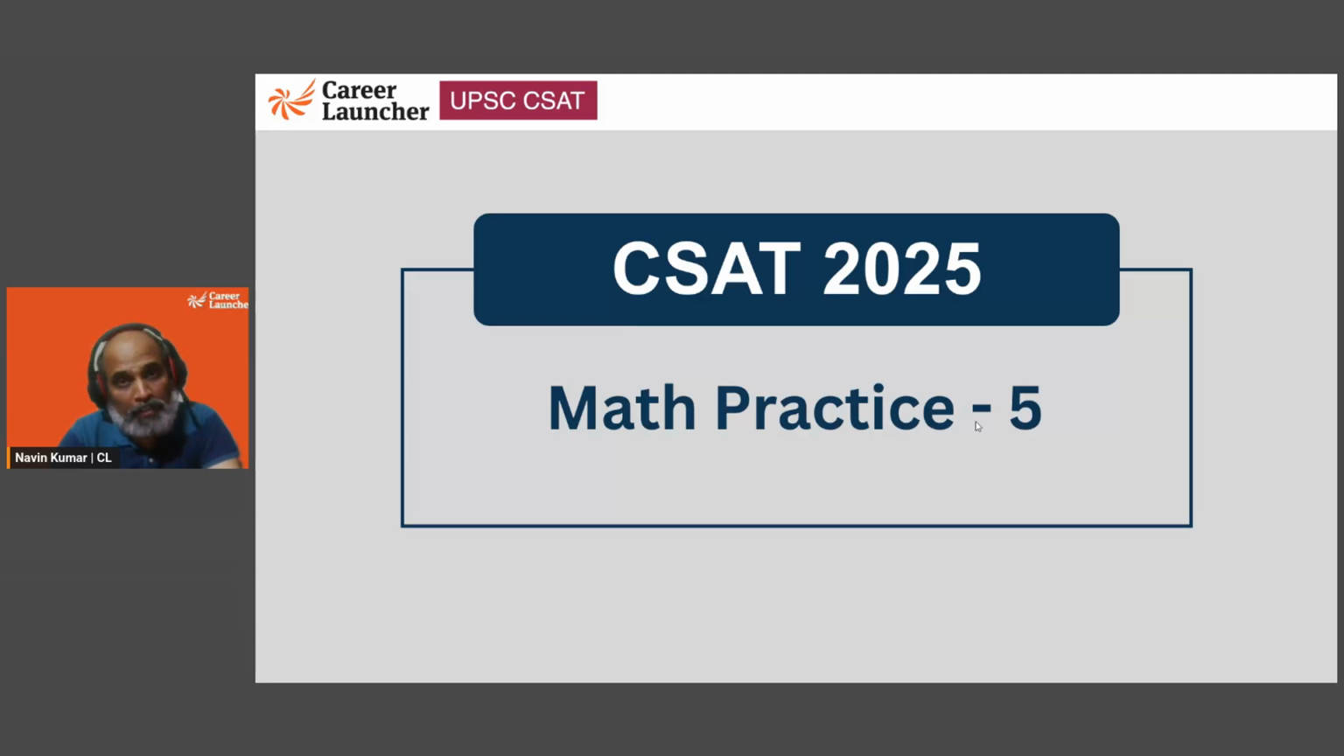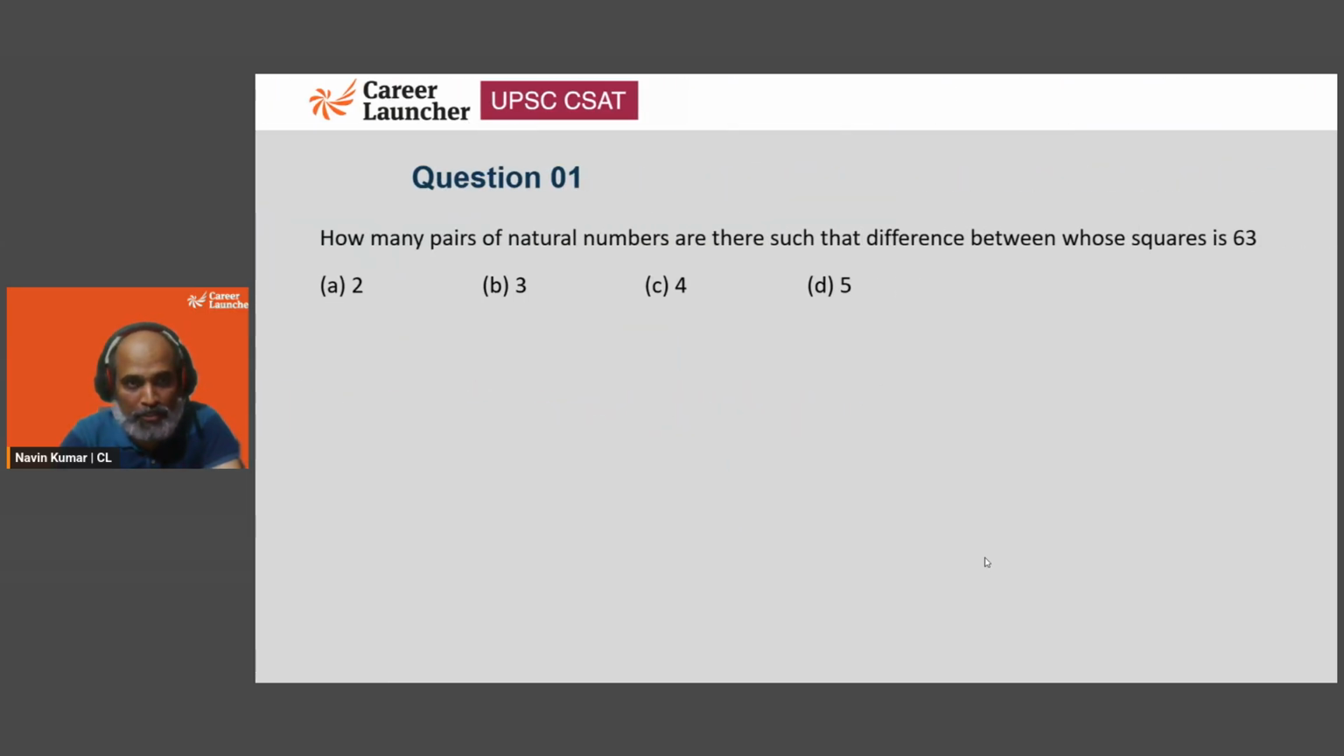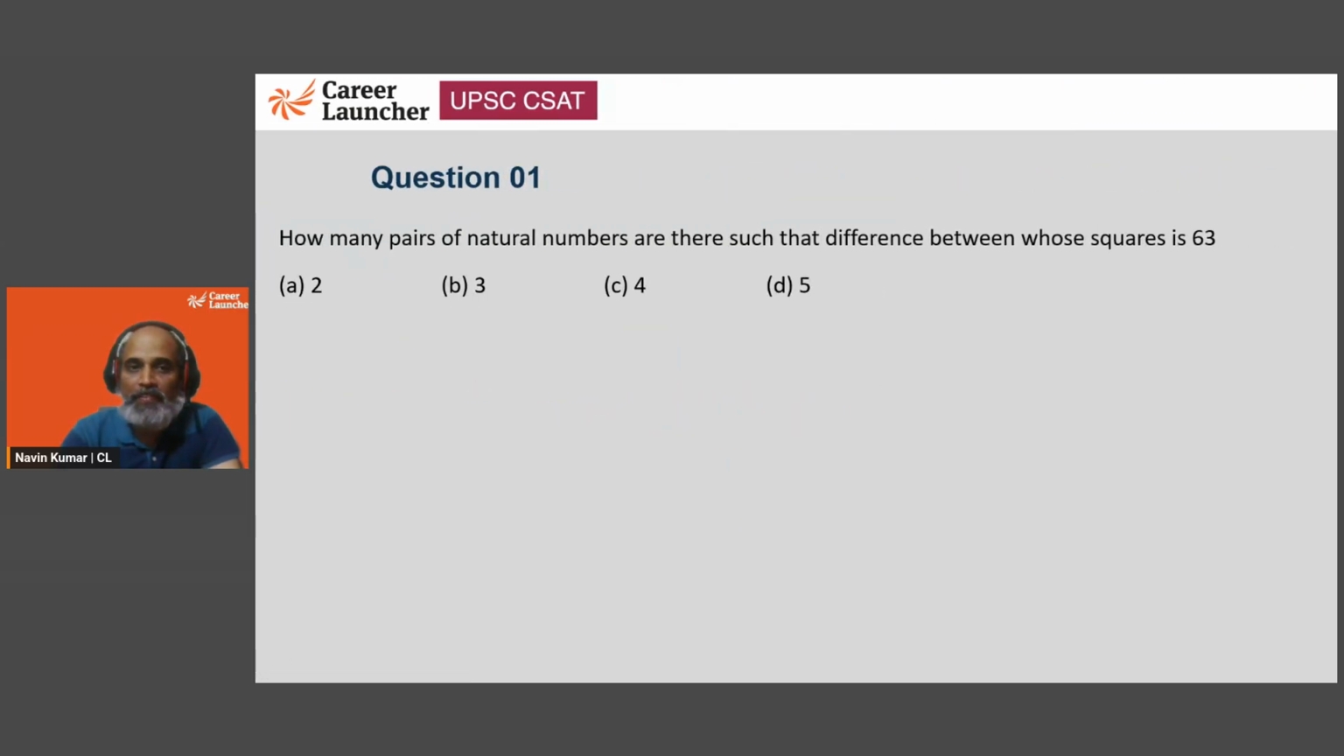We will see how to solve them, and the questions are going to revolve around the topic numbers. So, let's look at the first question. How many pairs of natural numbers are there such that the difference between whose squares is 63? Basically, we are told that we need pairs, as in two natural numbers.